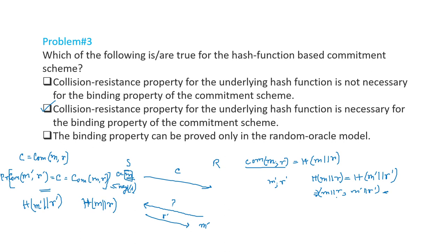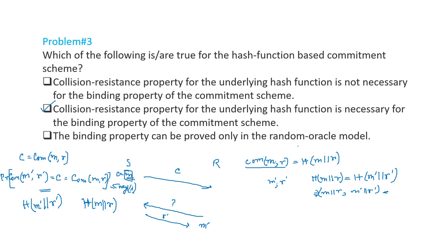So there is this direct relation between the collision resistance of the underlying hash function and the binding property of the commitment scheme. That is why we say that the collision resistant property of the underlying hash function is necessary for the binding property of the commitment scheme.